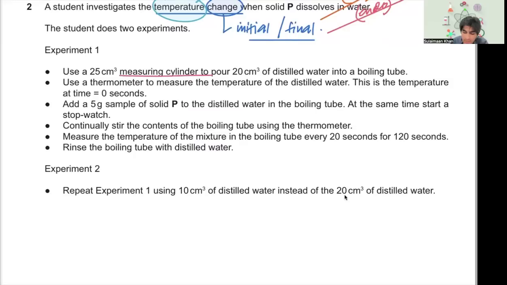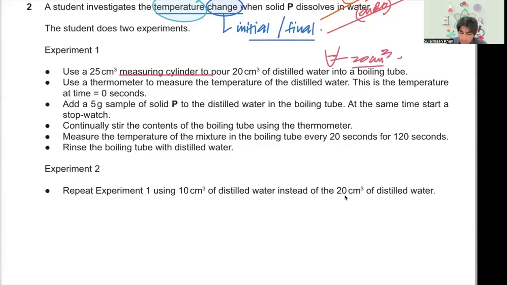But if he were to ever ask, he can't use a pipette because a pipette measures fixed volumes. He can't because he wants to pour 20 cm cube. The pipettes that we have in our laboratories are 25 cm cubes. So he's using a measuring cylinder to put 20 cm cube of distilled water in a boiling tube, which is also called a test tube. Done.